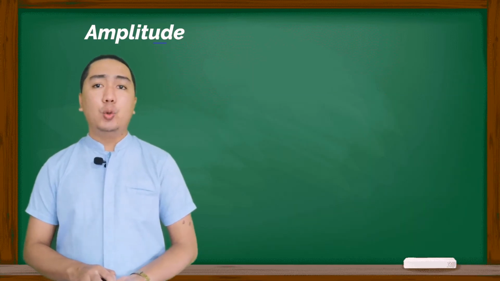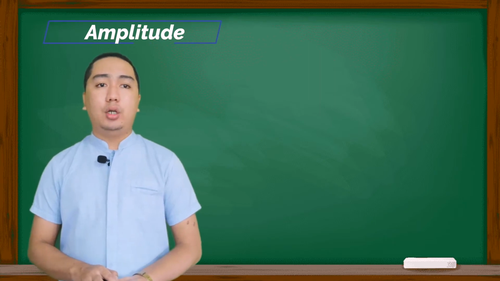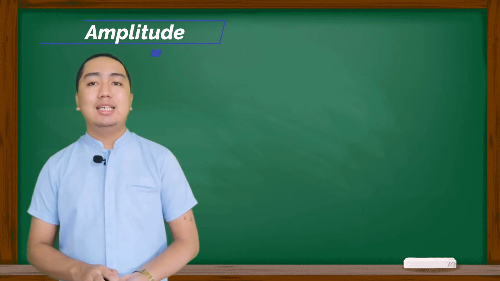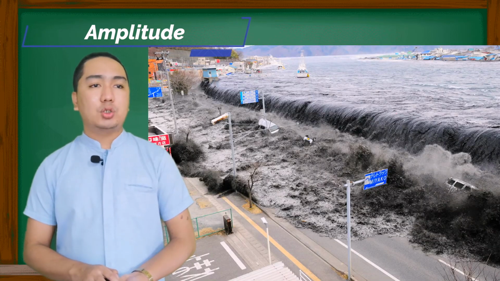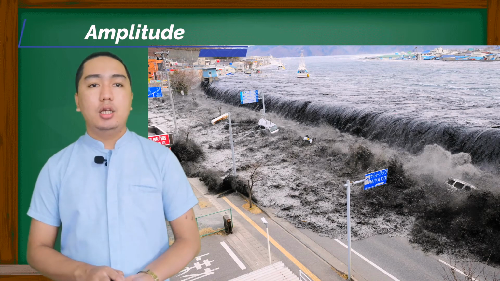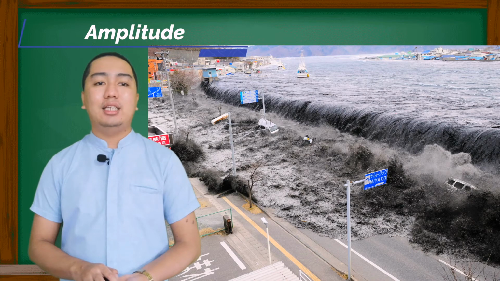Next, let's proceed to amplitude. Some waves are high while others are low. The height of an ocean wave indicates the amount of energy it carries. This figure shows the tsunami that devastated Japan after an earthquake. You can figure out how waves can destroy anything that stands in their path.